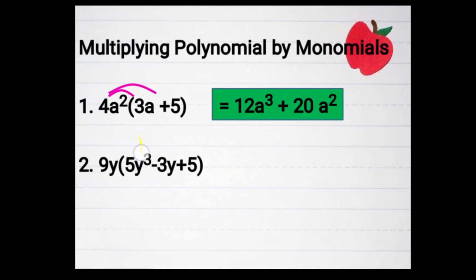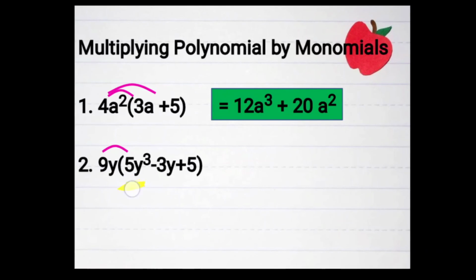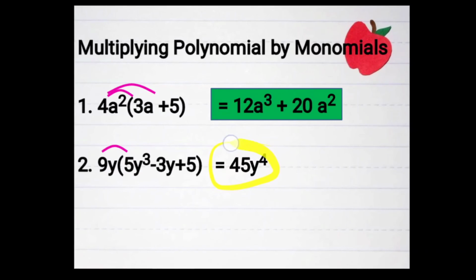As I said, you have to distribute the monomial to the polynomial inside the parentheses. So distributive property means multiplication. First, let's have 9y times 5y cubed. So 9 times 5 is 45. Then y times y cubed, you have to add the exponent. 1 plus 3 is 4. That's why we have 45y to the fourth power.